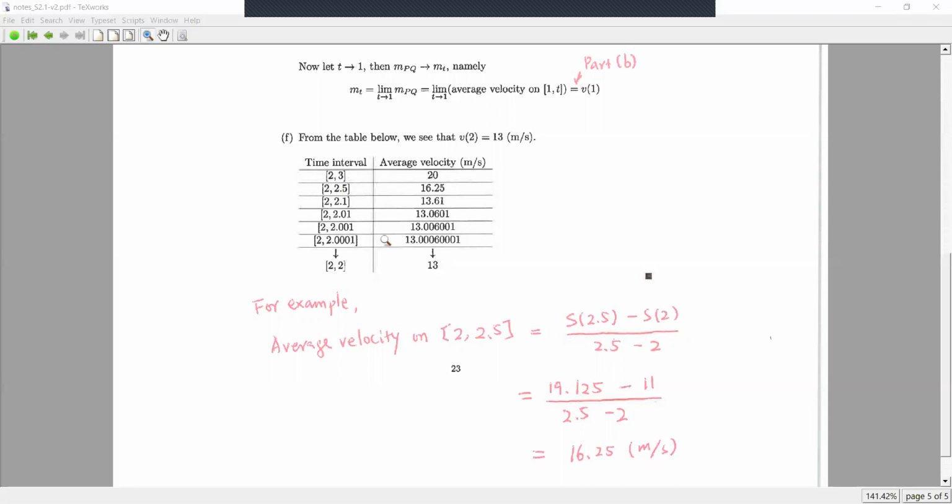Now from this table, we can see that as the time interval is shrinking to the point 2, average velocity is approaching the number 13. The number 13 is v of 2, the instantaneous velocity of the car at the time 2.